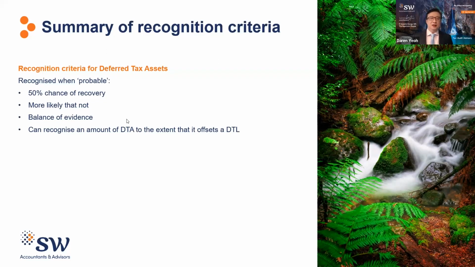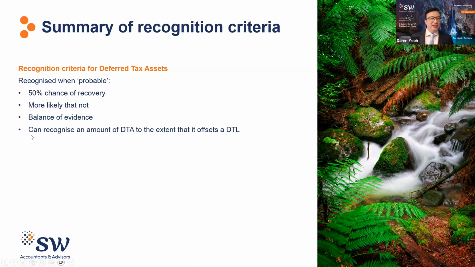So often you put your positive and negative evidence. Your positive evidence might include a management forecast that shows that you'll be using those losses or those deductions. You might have acquired a new business which improves your profit. Negative evidence would obviously be sustained losses. So you compare the two and then you make a decision whether or not you can recognize a deferred tax asset.